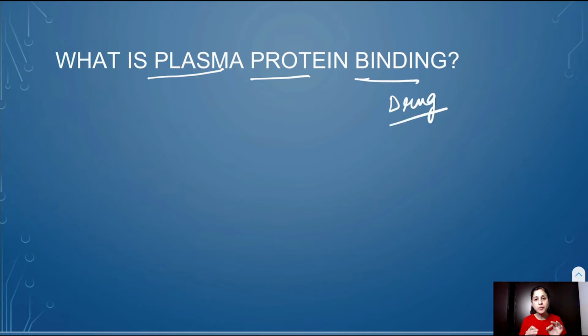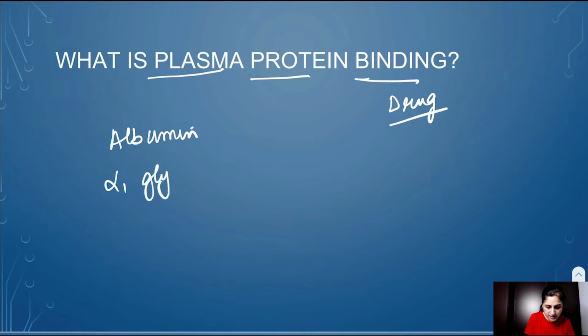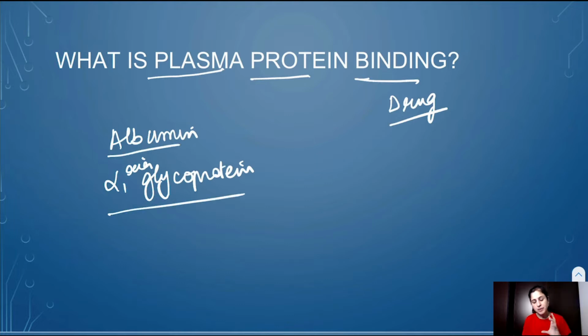And which plasma protein? Do you need to know about all the plasma proteins? No. The two important plasma proteins which you should know are number 1 albumin and number 2 alpha 1 acid glycoprotein. And this is because the acidic drugs bind more to the albumin. The basic drugs bind more to the alpha 1 glycoprotein.